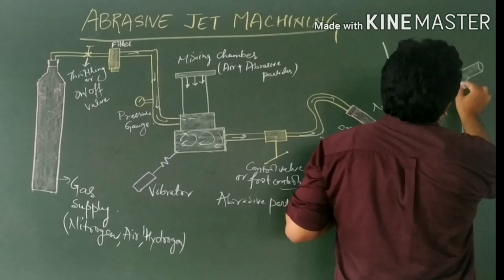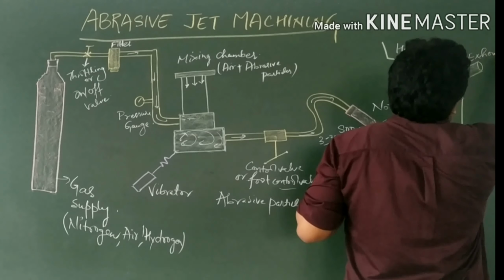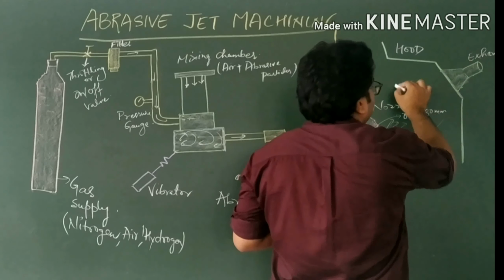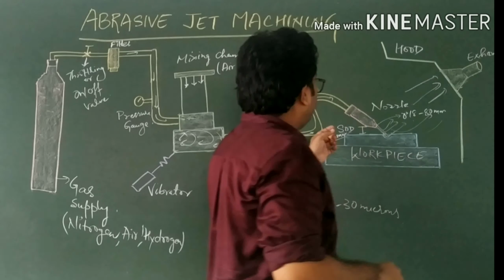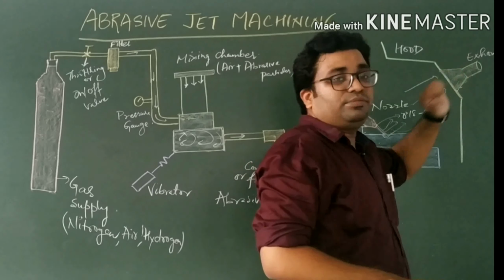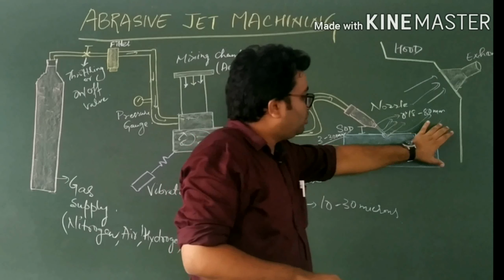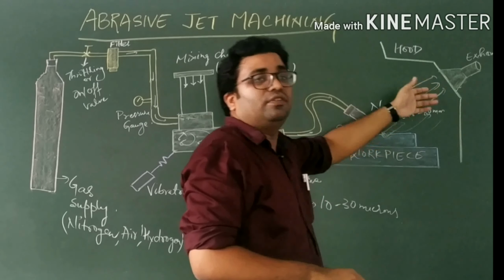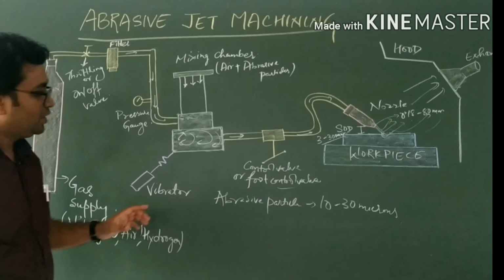Now after this there is an exhaust in the hood. After striking, the abrasive particles go out through this exhaust area, and it does not do any harm to the worker or the operator who is operating on this machine.